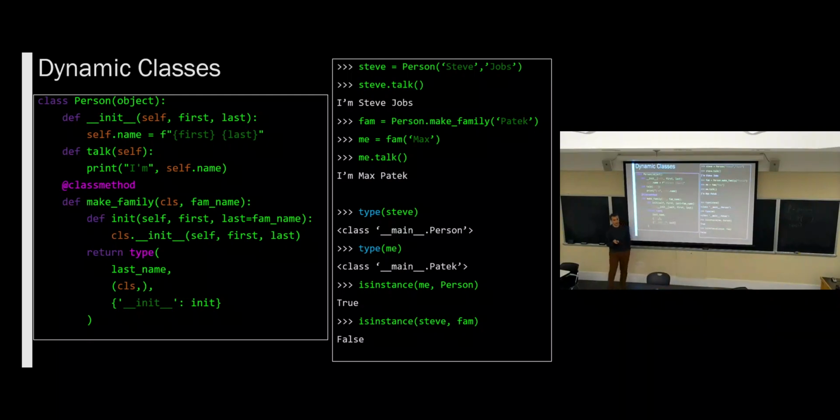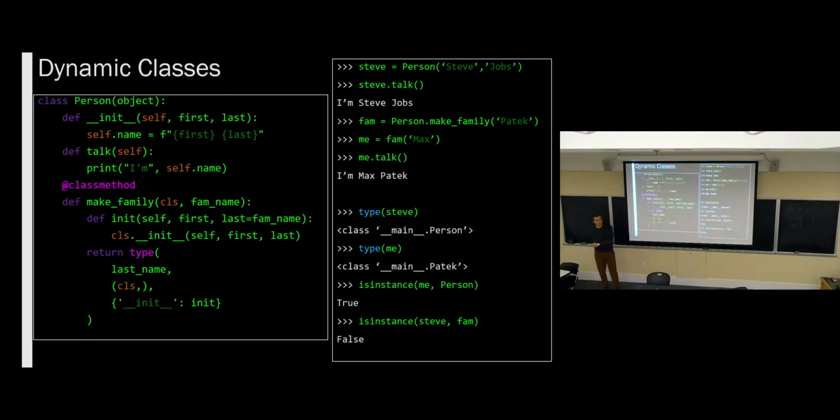Questions about this? First, what if you said like Max Jobs at the fam constructor? It still takes fam name as the last name. Yeah, so you can override this default parameter. So if we had said me equals fam max comma jobs, then I would be max jobs. But my type would still be Paddock. Good question. Is Paddock an instance of person? Paddock is a subclass of person, because we passed in the class here as a base.